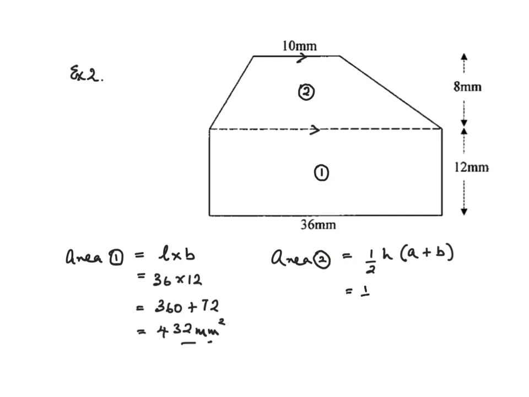1/2 of H, which is 8, times 10 plus 36. 4 times 46. 4 times 40 is 160, plus 24 gives us 184 millimeters squared.